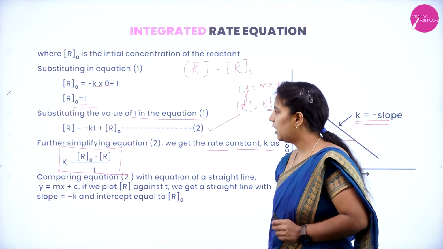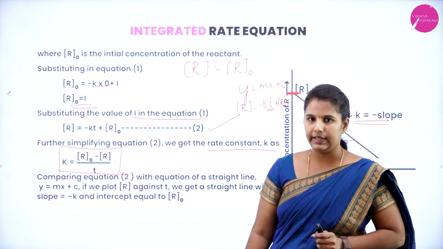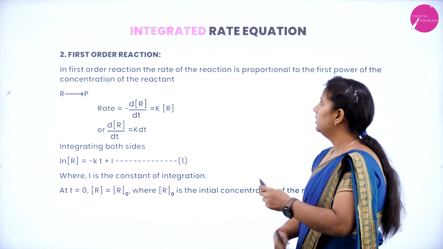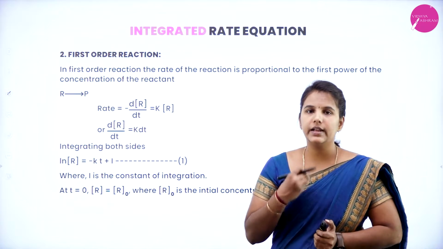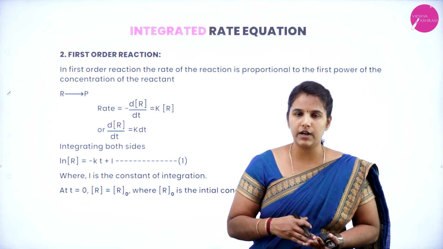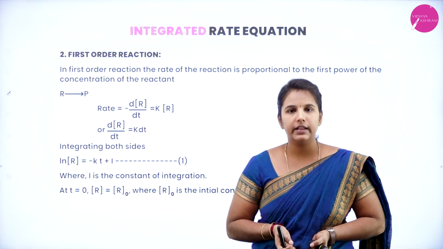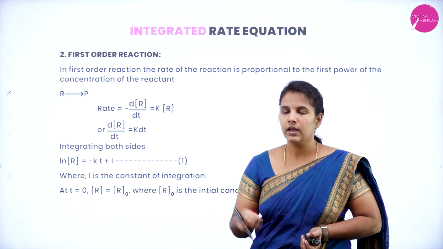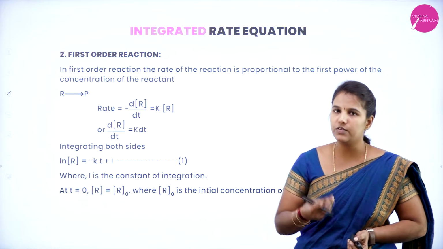K is equal to R naught minus R divided by T. Now, let's see the integrated rate equation in terms of first order reaction. Now we have understood how to derive an integrated rate equation for the zero order, but now we are understanding it with the first order reaction.